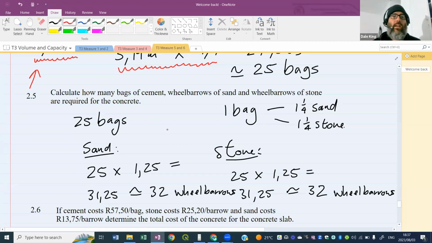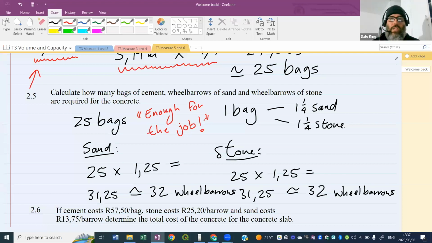So let me write that in red here. You need enough for the job. You need enough for the recipe. Okay, so when they ask you to make a recipe or do a job or complete a task, you need to have enough to complete the task. Don't chop those decimals off and say I'm rounding down, because you won't have enough to complete the task. So there's a certain case where we do round up even though it's comma 2.